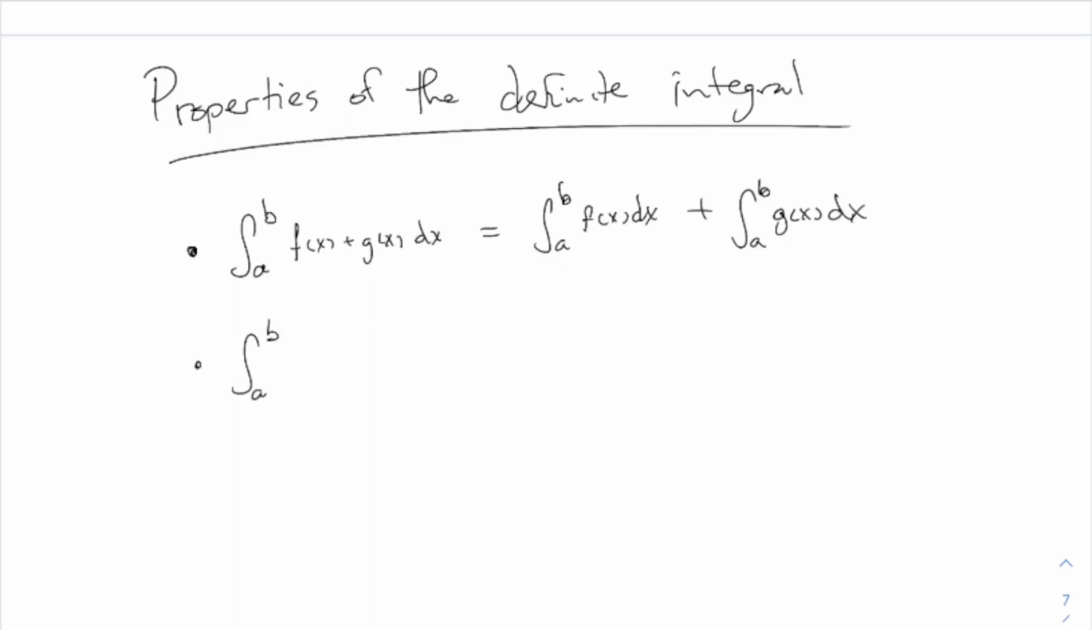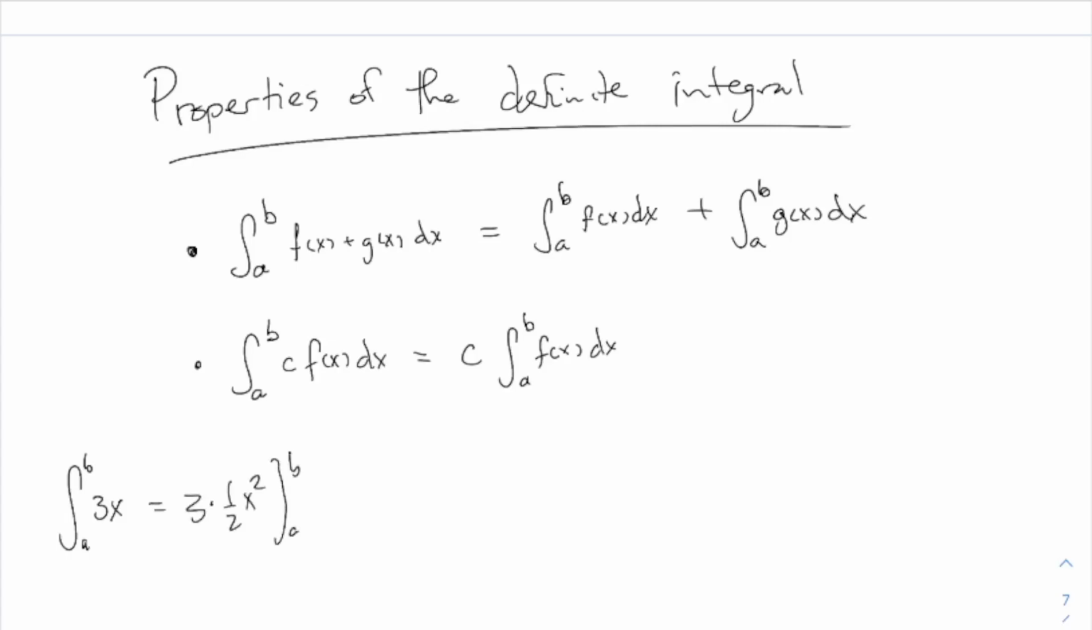There's another rule which also you have been doing, although you probably weren't thinking about this. If you have a constant times your function, this is the same as just pulling the constant out of the integral. All right? I said you were actually doing this all the time. I don't know, the way that I write them, it's a little more clear. Like when I did the integral from a to b of, say, 3x, I made this 3 times 1/2 x squared, and then a to b, right?